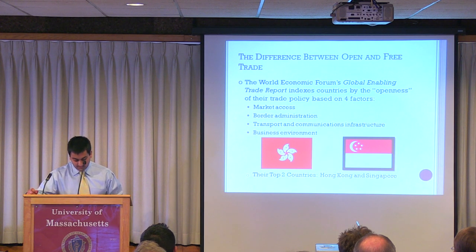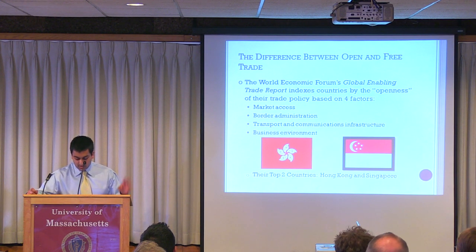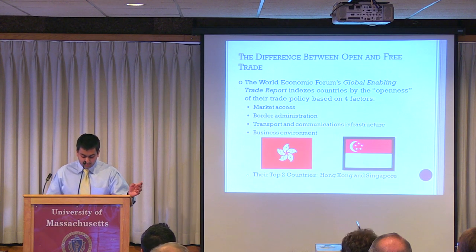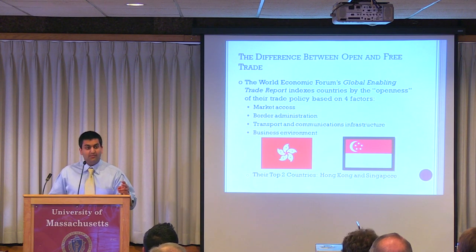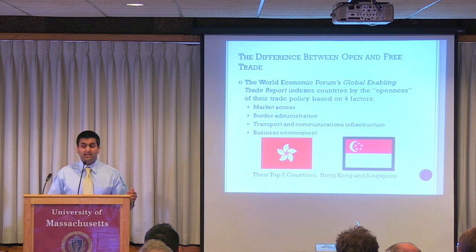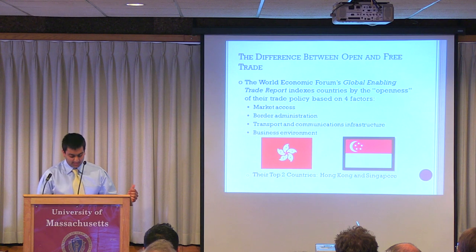So we have a variety of factors that determine openness, which are market access, border administration, transport and communications infrastructure, and business environment. Interestingly, two of the most common examples for developing countries that benefited from open trade policies are at the top of this list that the World Economic Forum made. These two countries are Hong Kong and Singapore.